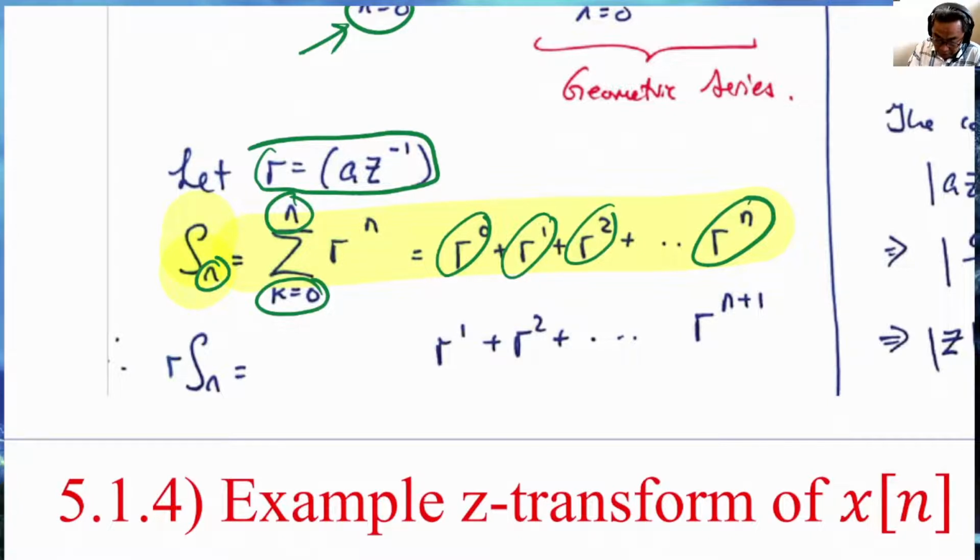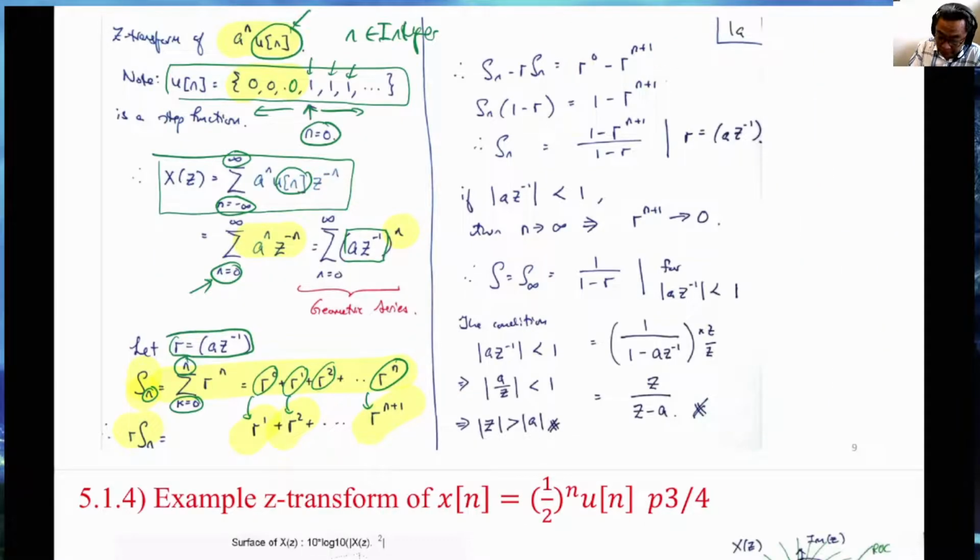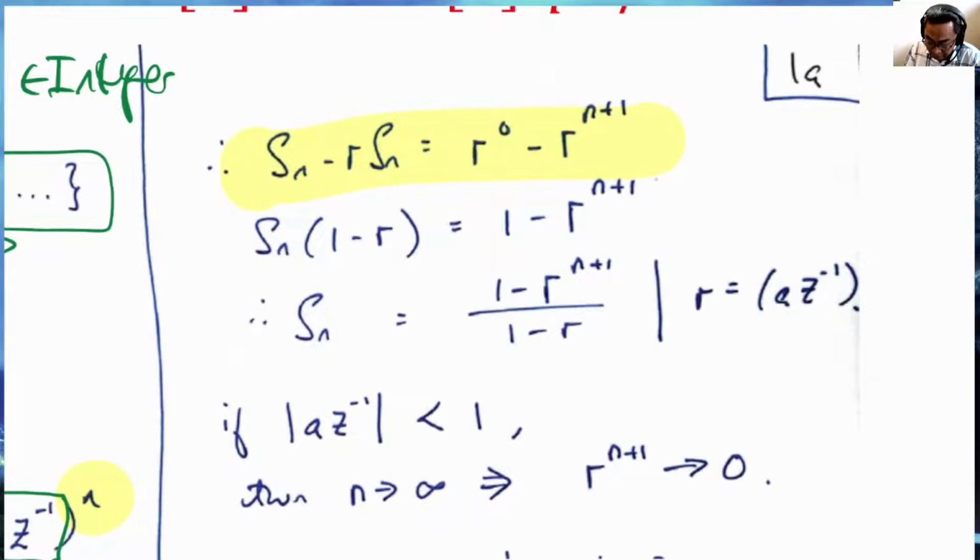Now the trick to solve this geometric series is to first multiply S_n by r. So what happened is that all the terms now have the power of r increased by 1. So it's r^1 plus r^2, and so on and so forth, until the last term is r^(n+1). We now apply the trick. The trick is S_n minus rS_n, which will give us this equation, r^0 minus r^(n+1).